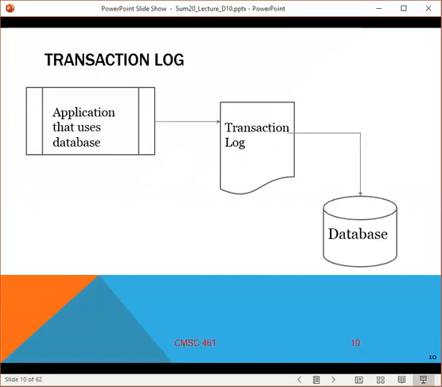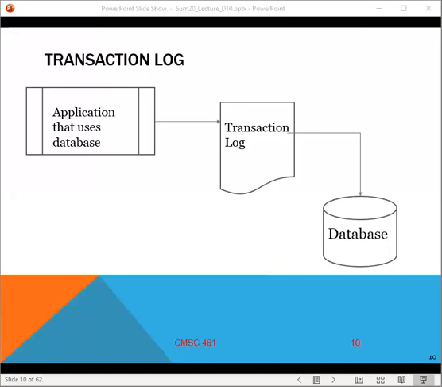So they look at the series of statements as a single SQL unit of work in an application program or in a transaction. An improper or incomplete transaction can have a devastating effect on database integrity.